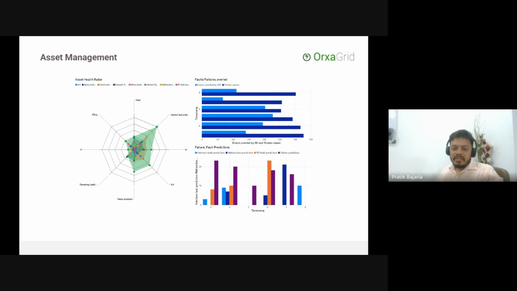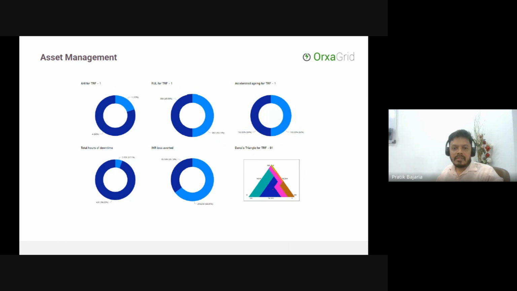Okay, these are some of the additional charts that we give from the technical point of view: failure and fault predictions and averted failure faults across the asset health radar. Then the health indices, the cost that has been averted, how much money you were able to save, how much downtime you were able to save, the accelerated aging and whatnot.